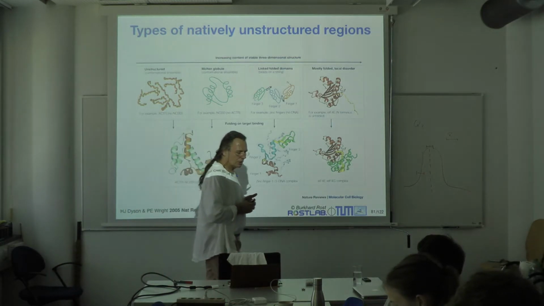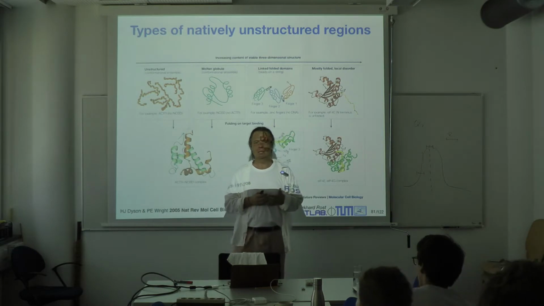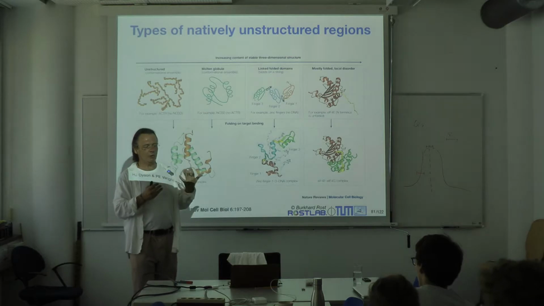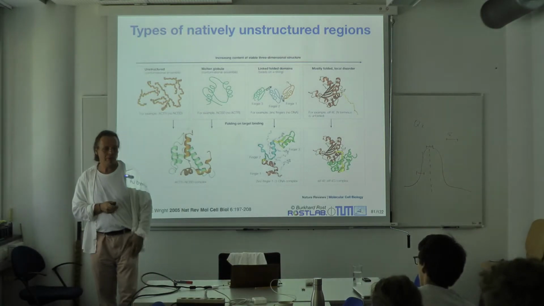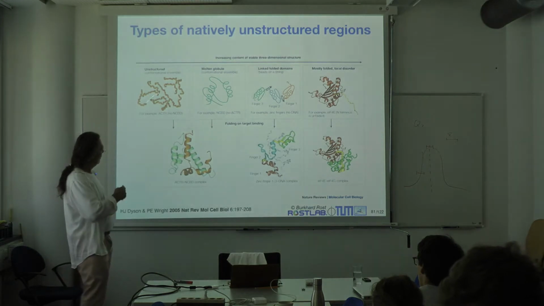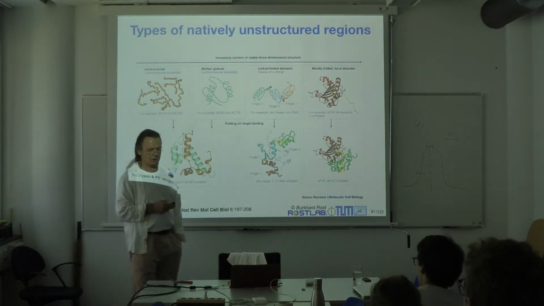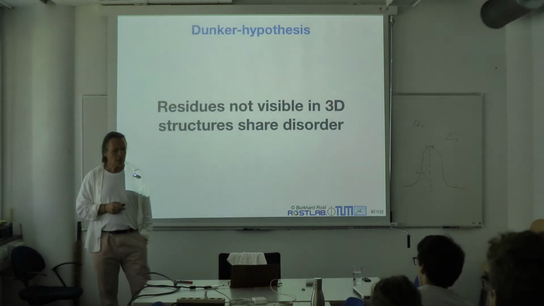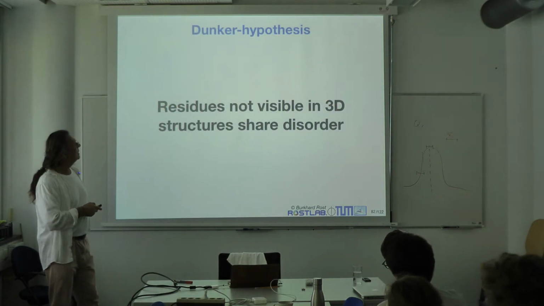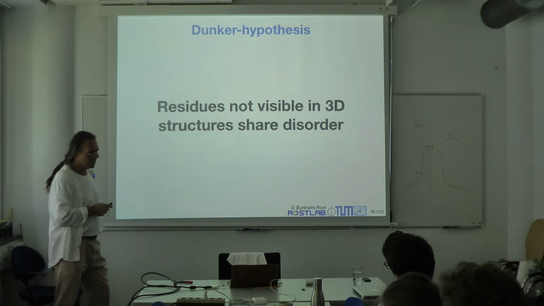And mostly disordered could have functional reasons. So you're not disordered because you essentially want to occupy space. This is indeed one of the reasons why things are disordered. So there's the idea, and the name is missing here. I do not know why. This I call the Dunker hypothesis.